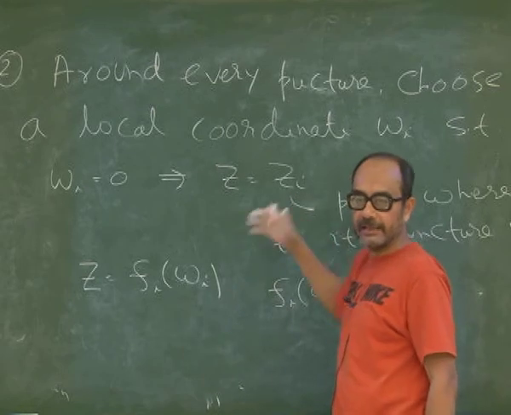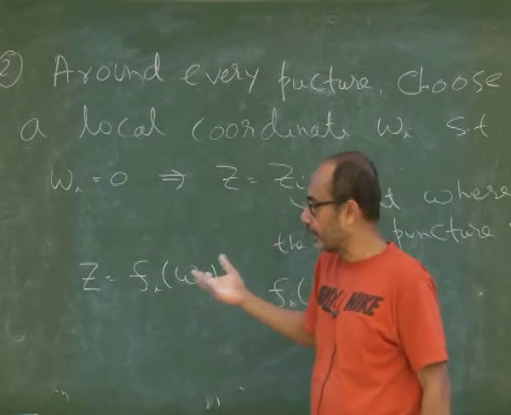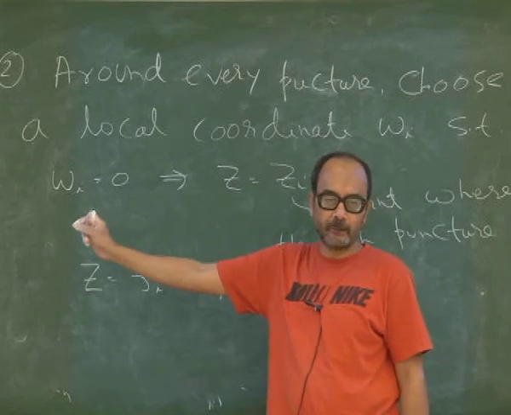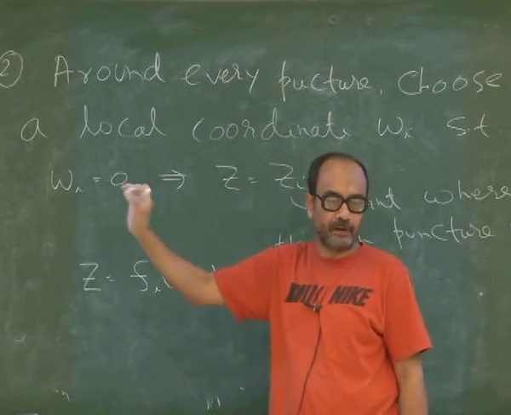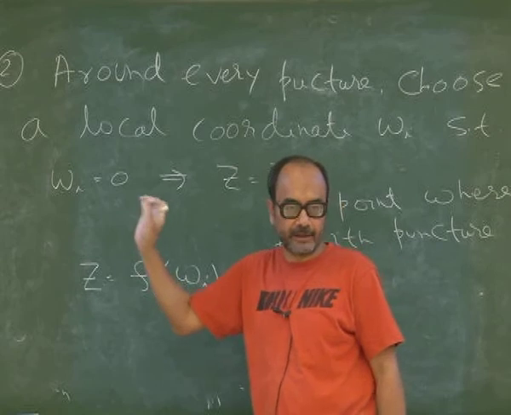So, even though as you change this local coordinate system, you should make sure that the origin of the local coordinate system always maps to the point Z equal to Zi, where the puncture, where the vertex operator will be inserted, that ith vertex operator.